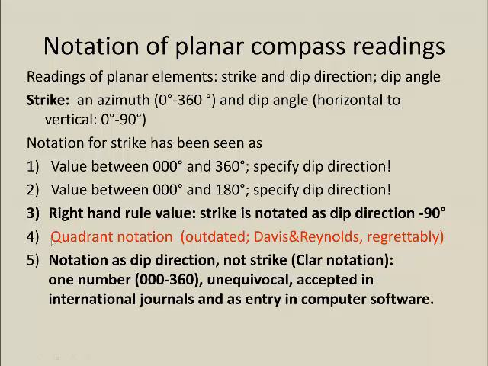Then unfortunately there are exotic things like the quadrant notation. This is, in my view, an outdated and complicated method. Unfortunately, the textbook Davis and Reynolds, which is otherwise not a bad textbook, uses this quadrant notation, but I'm not going to explain it here because it's just confusing. Let's focus on the two important ones, the right-hand rule and the Clar notation.